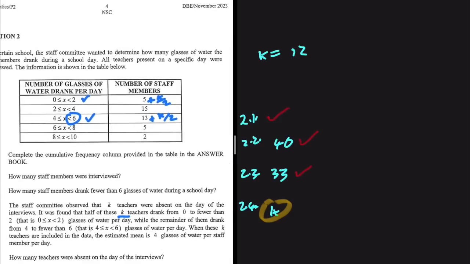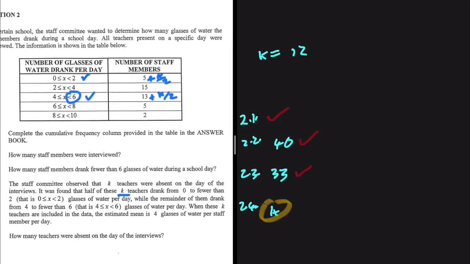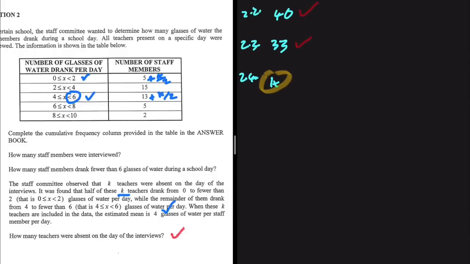Okay, let's carry on and hear the rest. When these k teachers are included in the data, the estimated mean is 4 glasses of water per staff member per day. How many teachers were absent on the day of the interviews? Basically, what is the value of k? Let's go ahead and compute that.